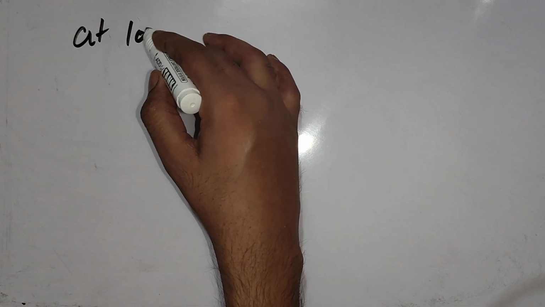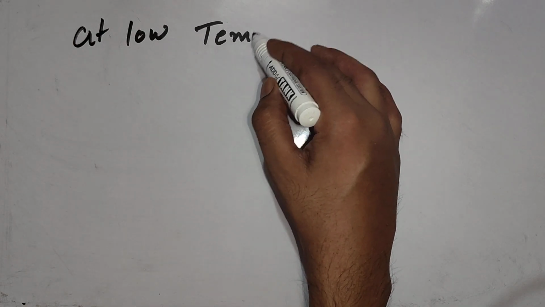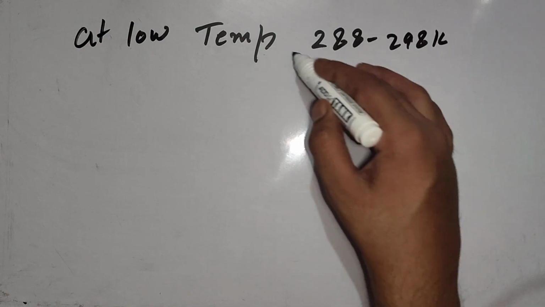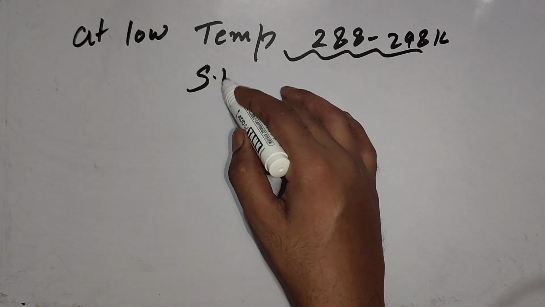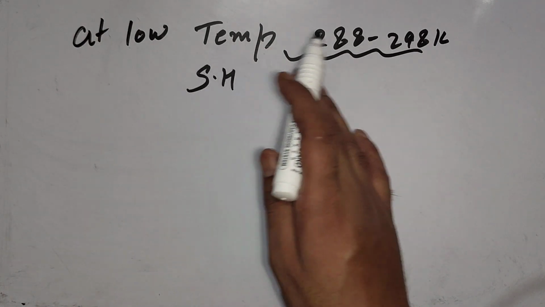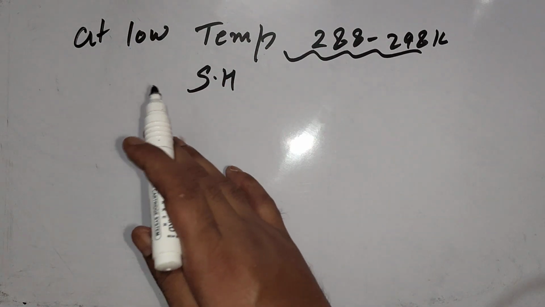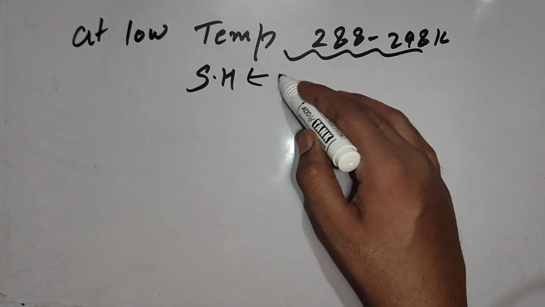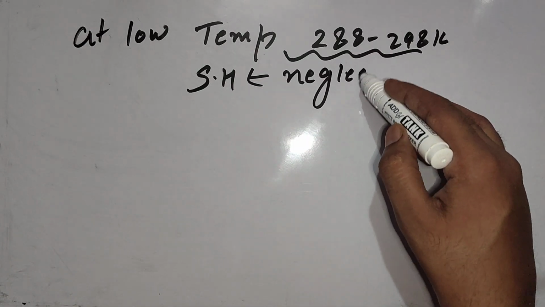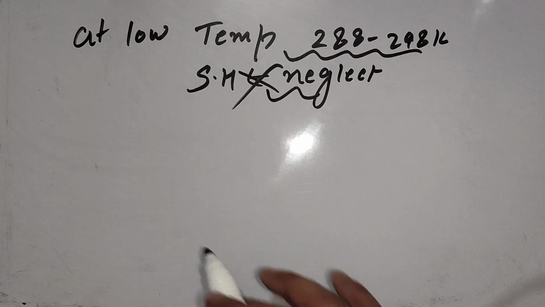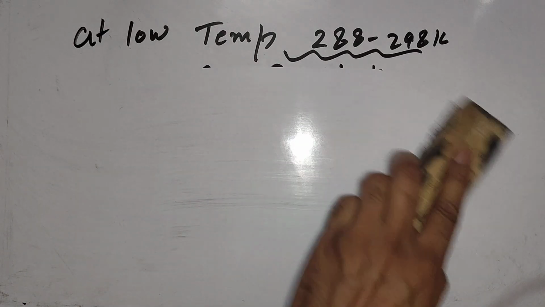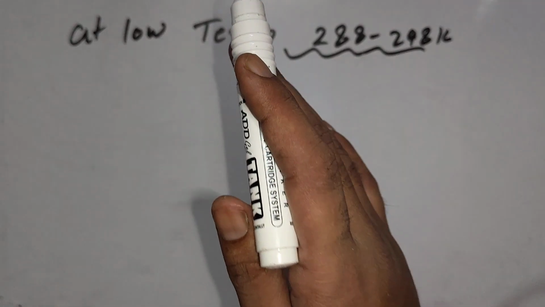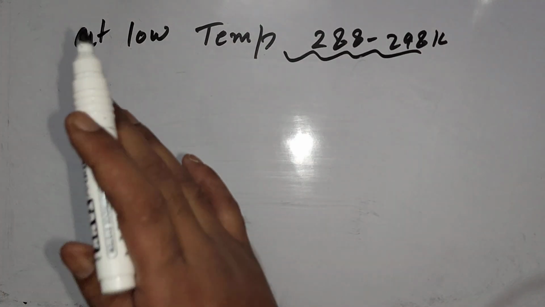At low temperature, as I said, low temperature like 288 to 298 Kelvin, steric hindrance is dominated by the intramolecular force of attraction. So we will not consider steric hindrance here, just neglect it. At low temperature, no steric hindrance. And after neglecting steric hindrance, give me the answer of this question.